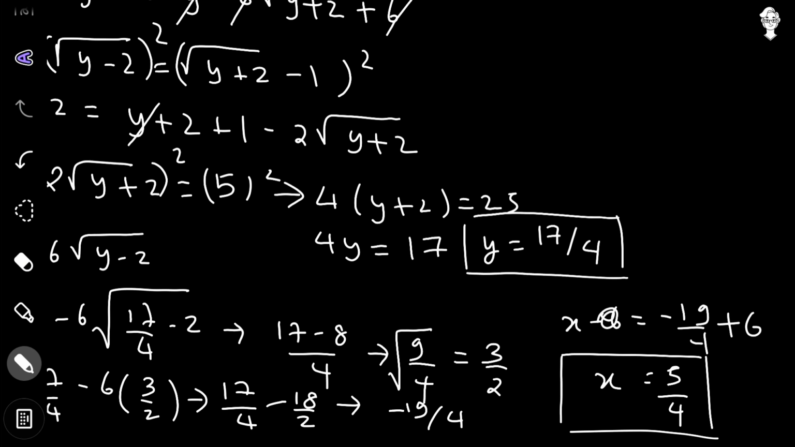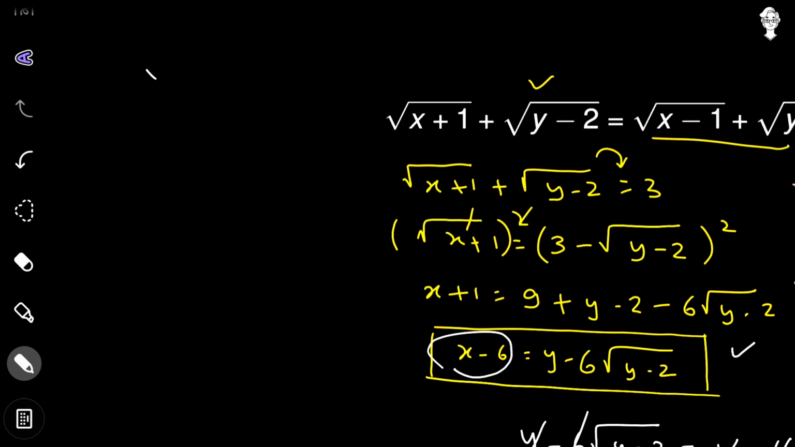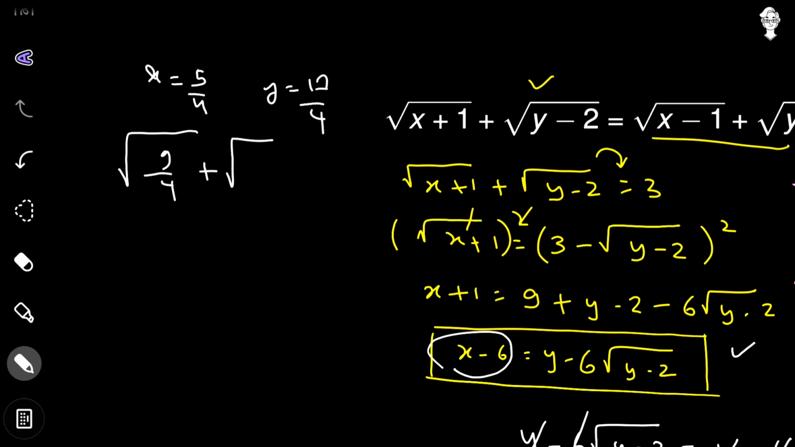So now let us put the value of x and y in the original equation and see if it satisfies that or not. So as the value of x is equal to 5 upon 4 and the value of y is equal to 17 upon 4, square root of 5 upon 4 plus 1 will become 9 upon 4, plus square root of y minus 2. So 17 upon 4 minus 2 will become 9 upon 4. So this thing will give me 3 upon 2 plus 3 upon 2, that is going to be equal to 3. Yes, it is absolutely correct.